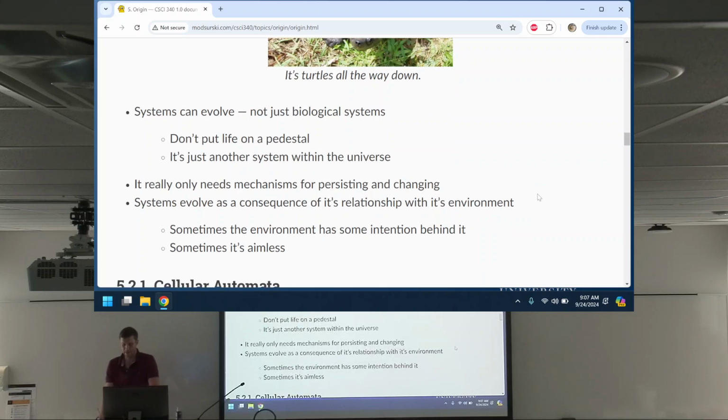Sometimes the environment has some intention behind it, and sometimes it's aimless. If we are creating the environment for TSP, or our genetic algorithm for TSP, yeah, there's method to the madness. And sometimes it's just us floating around in our universe, which, why? Oh, because. It happened that way.